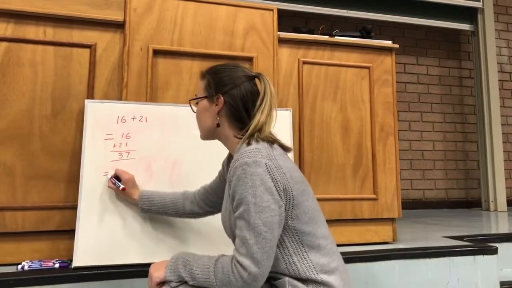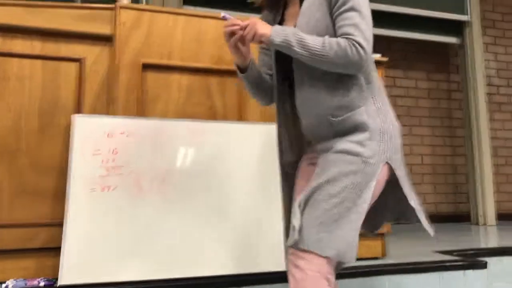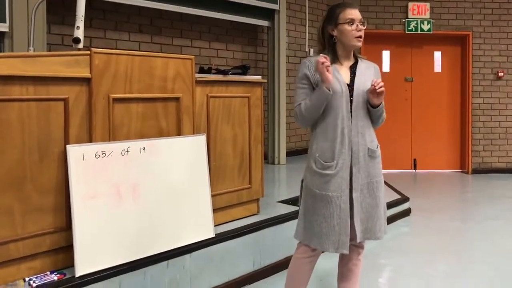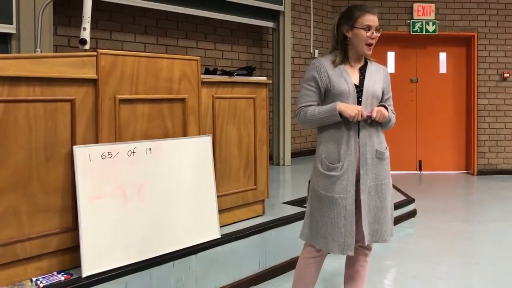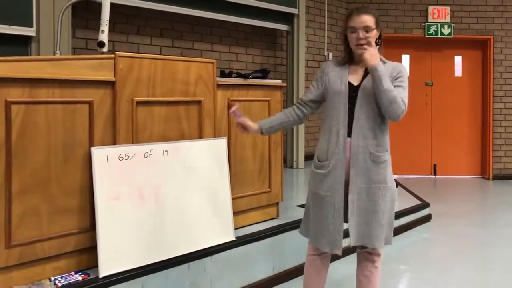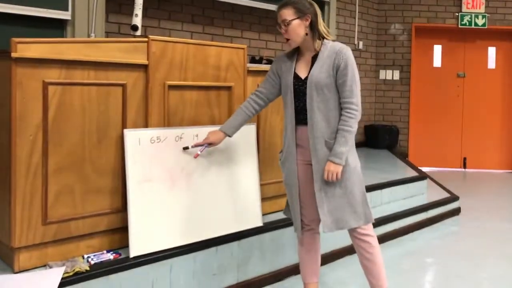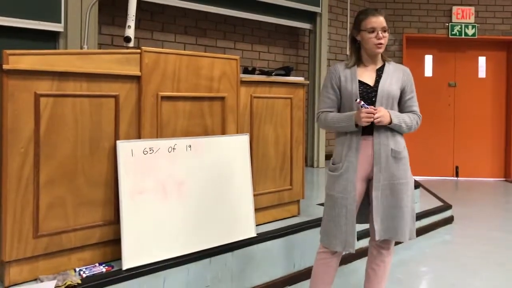37%. Awesome. Nice. Now that we've done the basics of percent, I'm going to make it a little bit trickier for you, okay? So while you enjoy eating your M&Ms, we're going to work through this sum together, okay? So it is 65% of 19. What does "of" mean? What is it asking us to do?